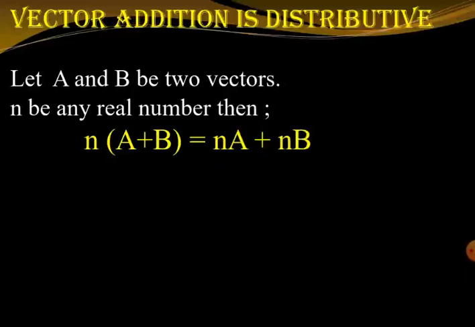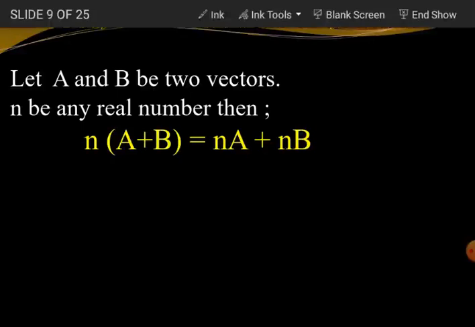So vector addition is distributive in nature. Associative was the previous one. Because this n, the real number, needs to be distributive. If it doesn't hold good for distribution, then n times a plus b will not be equal to n times a plus n times b. This real number can be distributed to each of these vectors. So that shows your vector addition is distributive in nature.